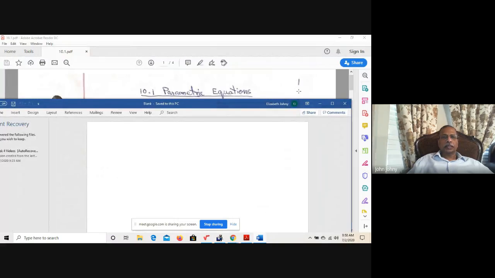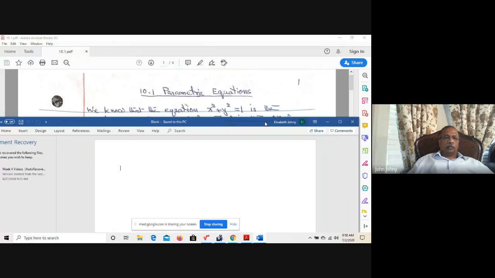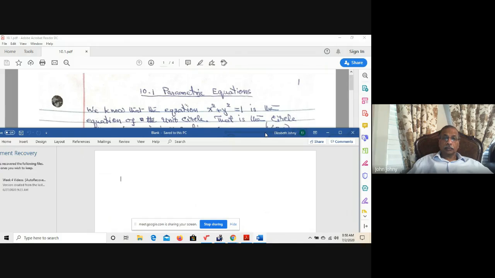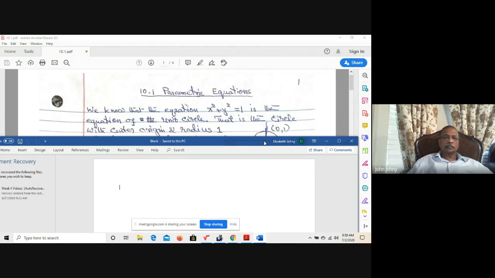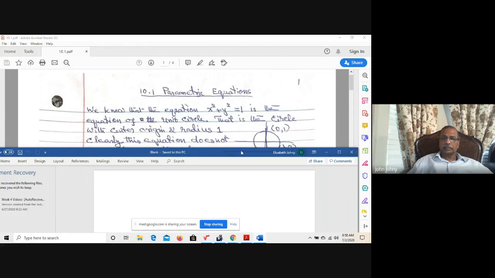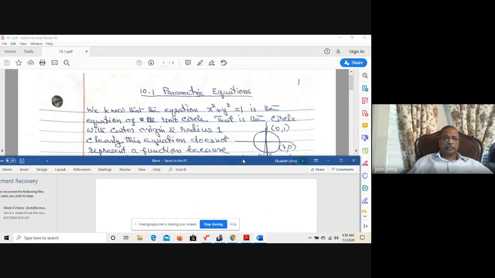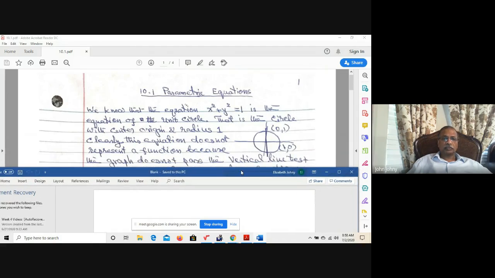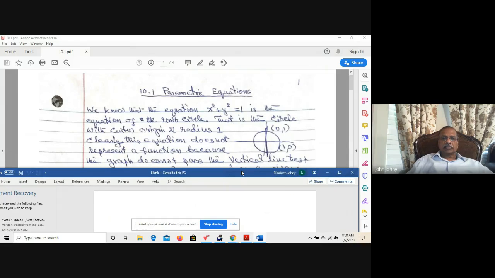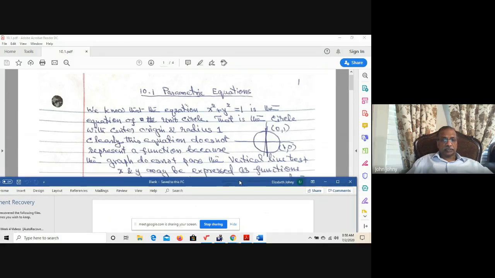Yes, 10.1 deals with parametric equations. We know that the equation x squared plus y squared is equal to 1 is the equation of the unit circle, that is the circle with the center origin and a radius 1. This is an approximate sketch of that. Clearly, this equation does not represent a function y because it does not pass the vertical line test. The graph does not pass the vertical line test, so this is not a function.